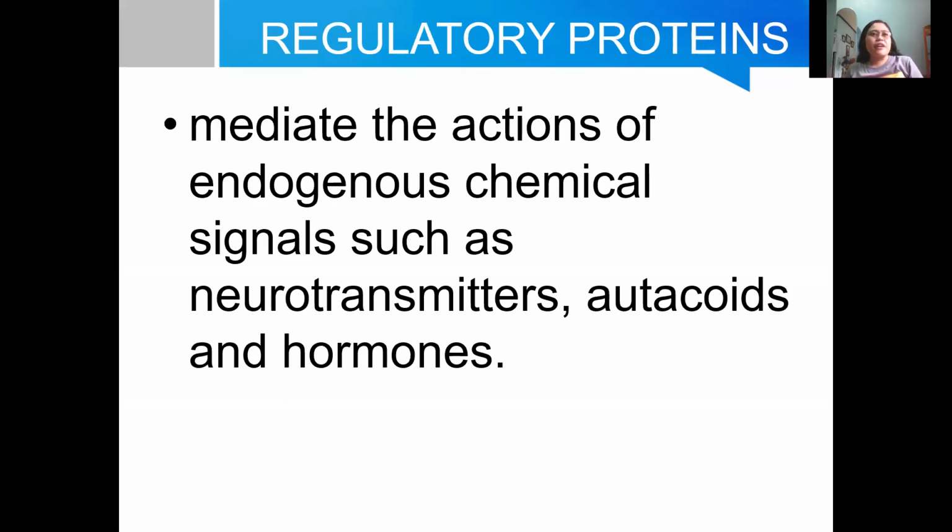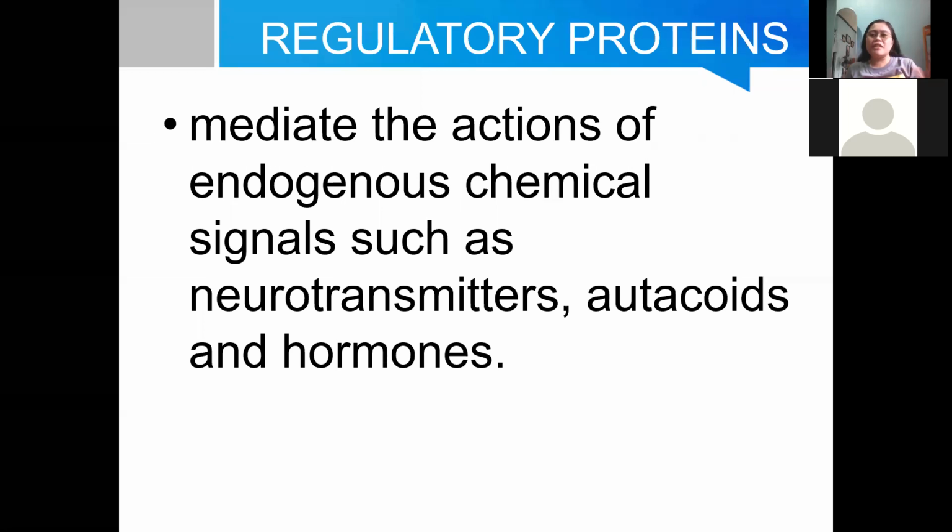Another example of a hormone is epinephrine. I mentioned a while ago that norepinephrine is a neurotransmitter because it is produced by adrenergic neurons, while epinephrine is more of a hormone because it is produced by the adrenal medulla. Again, it is produced by the adrenal medulla, a gland also located right above the kidneys. So it is a hormone, not a neurotransmitter.